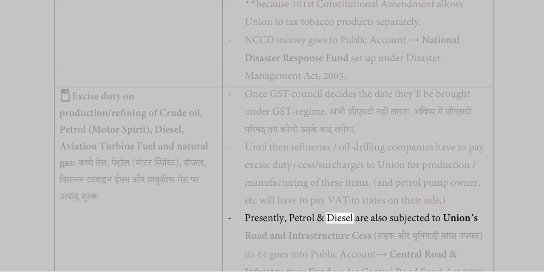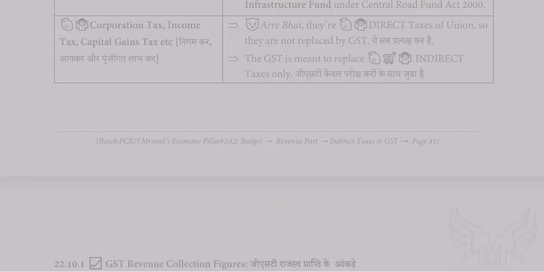Presently, petrol and diesel are also subjected to the Union's Road and Infrastructure cess. It goes into the Public Account, Central Road and Infrastructure Fund, under the Central Road Fund Act 2000. Corporation tax, income tax, capital gains tax, etc. are direct taxes of the Union, so they are not replaced by GST. The GST is meant to replace indirect taxes only.